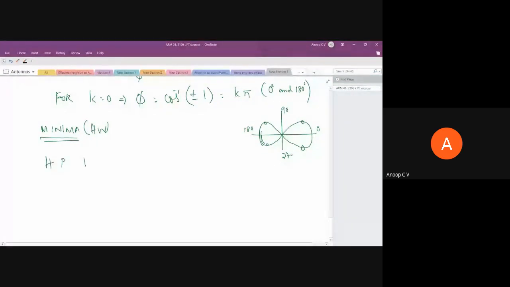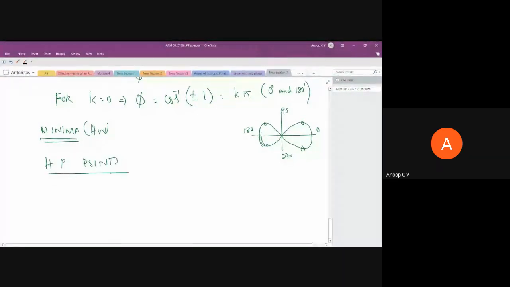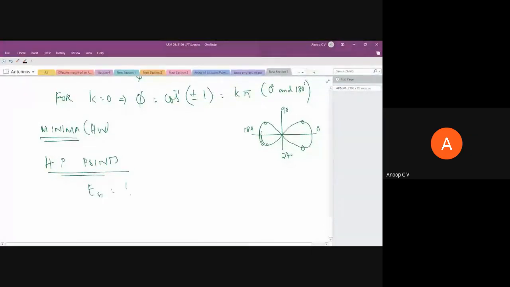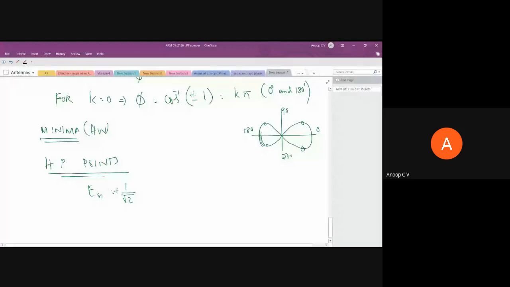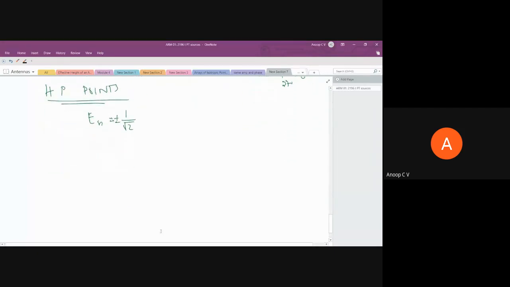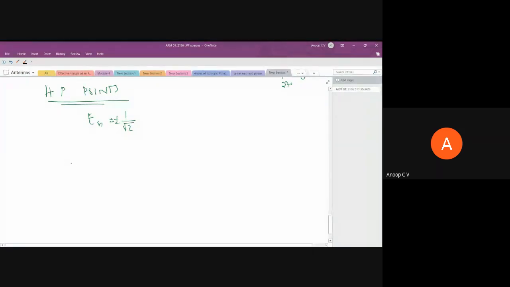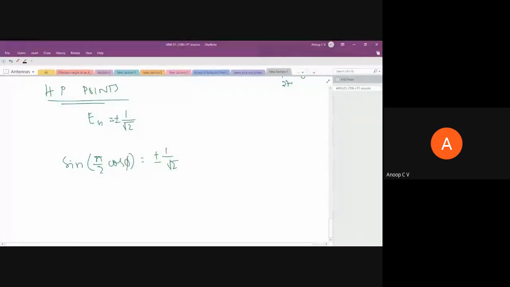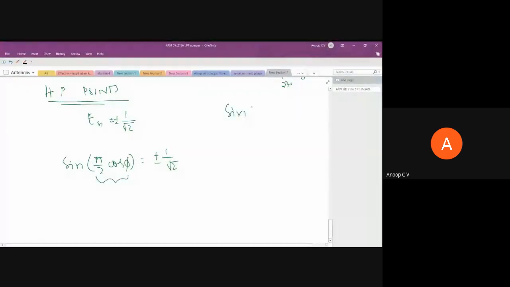To find half power points, you should equate En to 1 by root 2. In fact, it should be plus or minus 1 by root 2. It can be positive 1 by root 2 or negative 1 by root 2. So En is plus or minus 1 by root 2 means sine of pi by 2 times cos phi is plus or minus 1 by root 2. Sine of theta has to be plus or minus 1 by root 2, which means, again, it should be odd multiples of 45 degree.